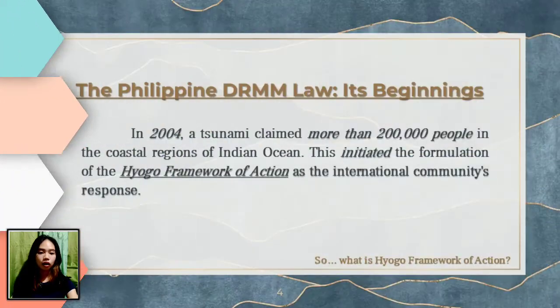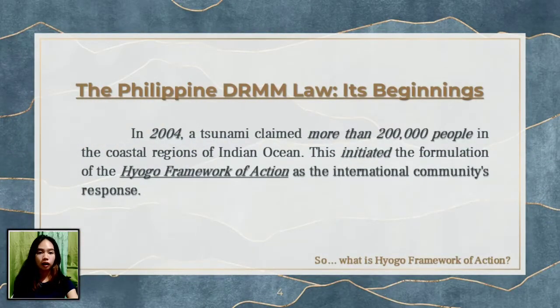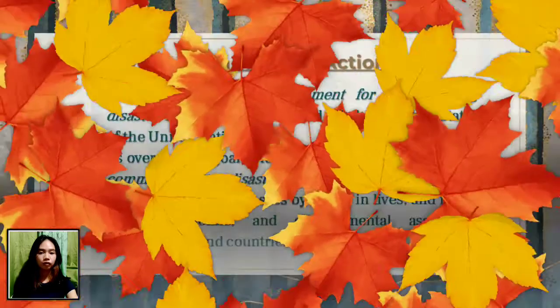So I will be focusing on the beginning of the Philippine DRRM law. In 2004, a tsunami claimed more than 2,000 people in the coastal regions of the Indian Ocean. This initiated the formulation of the Hyogo Framework for Action as the international community's response. But what exactly is the Hyogo Framework for Action?